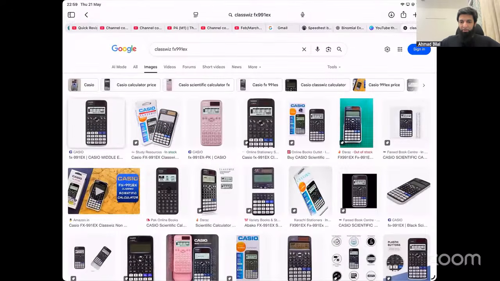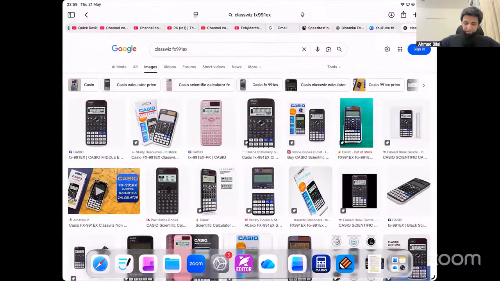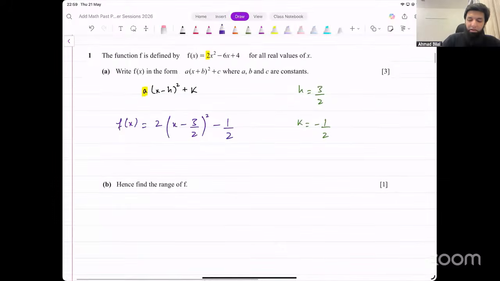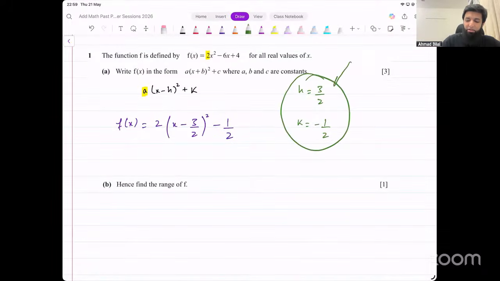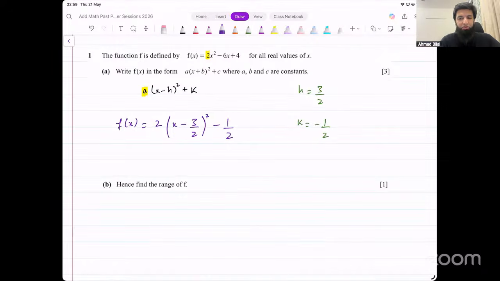Can you do that in a Casio 570 ES? I'm not sure. Many other calculator models, they don't have the turning point thing in them. So I'm not sure if we can do that in that other calculator.